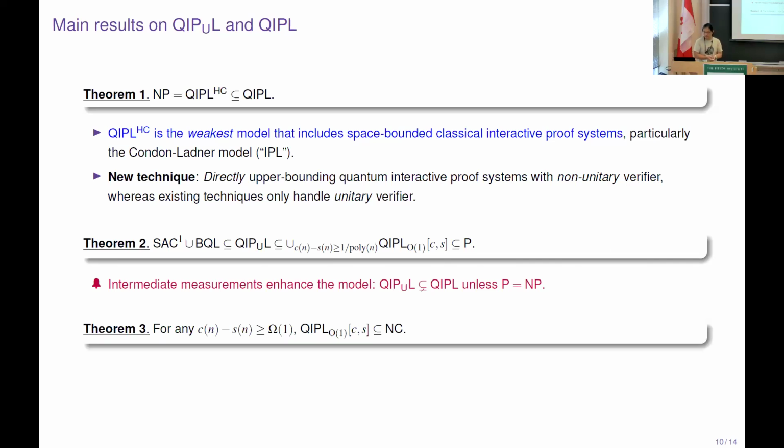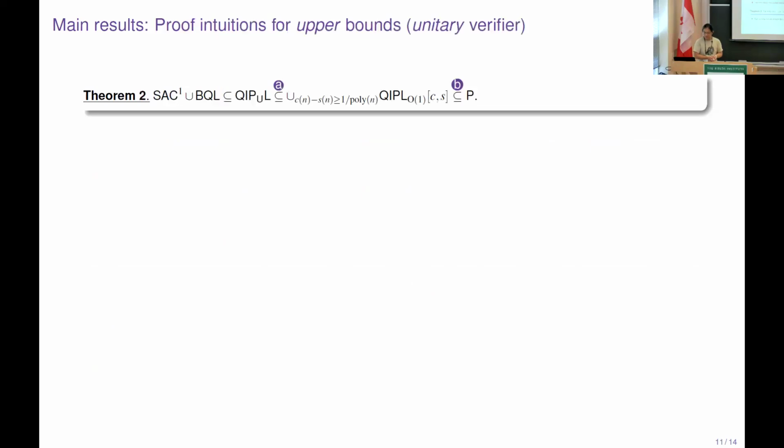The third result is about constant-round proof systems for all these models. If the promise gap is large enough, even constant, it turns out everything is contained in NC. So actually, all three models I mentioned in the last section refer to the same thing in this setting.